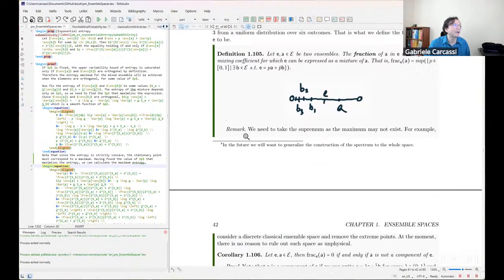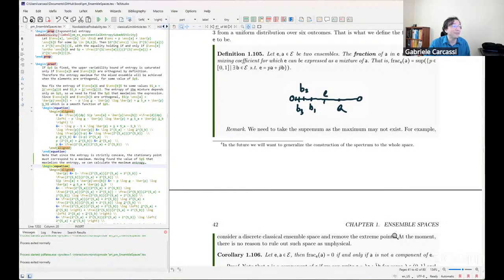And here there is a remark. We need to take the supremum as the maximum may not exist. So again, this is something where, as we said before, we need to be able to be general. And so even here, we take the supremum, not the maximum. For example, consider a discrete classical ensemble space and remove the extreme points. So you take this space of ensembles, but you don't have the extreme points. So you can get closer and closer to the pure states, but the pure states are somehow impossible to get. You're never going to get them. And in this case, you are not going to get a maximum. You're going to get a supremum.